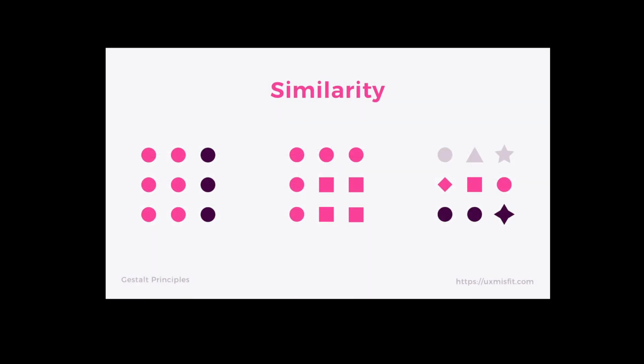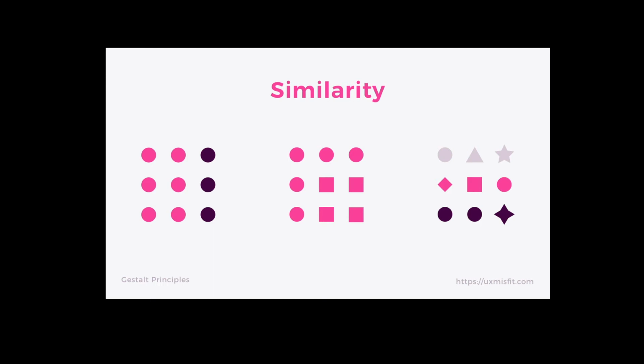The next principle is the principle of similarity, where we group things based on our perceived relationships between the various objects. So most of us will see the set of circles on the left as being similar, even though the third column is a different color. We would probably group those together.